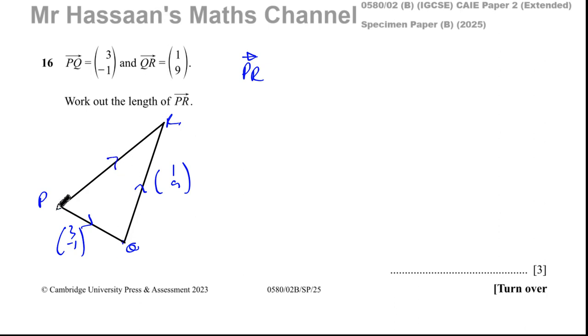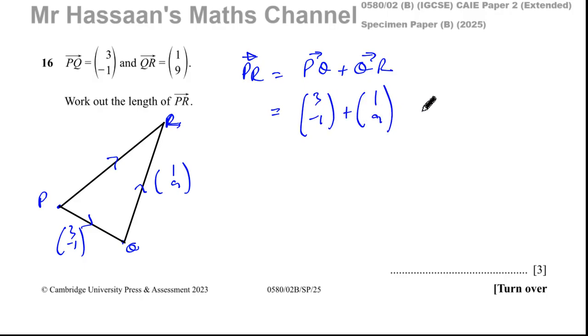It's pretty simple to see that if you want to go from P to R, you can go from P to Q and then Q to R. So this is like going from P to Q and then adding Q to R. That will get you from P to R. We could think about that without even drawing the diagram, but this just illustrates it for us. So PQ is (3, -1), and QR is (1, 9). When you add these two vectors together, you simply add their components. So 3 + 1 is 4, -1 + 9 is 8. So the vector taking you from P to R is (4, 8).